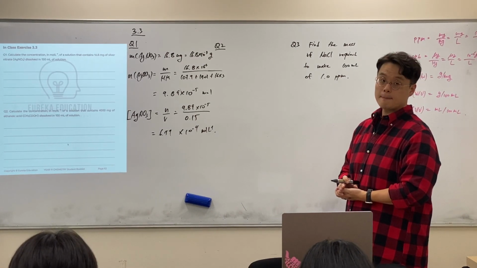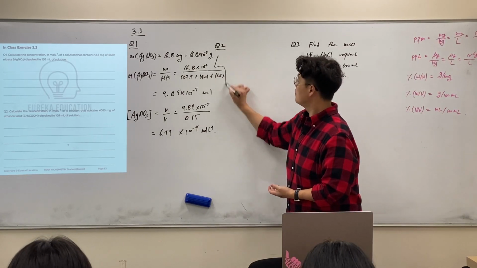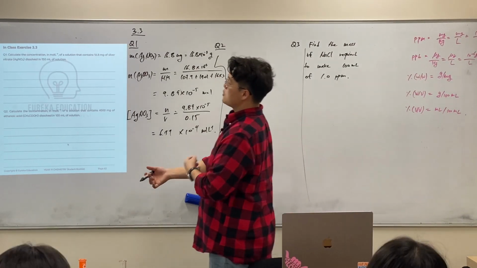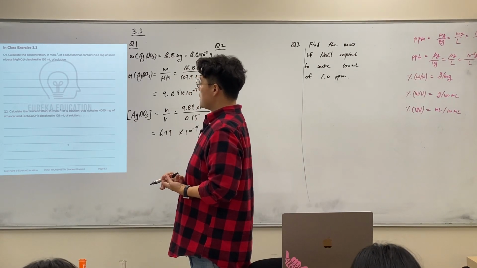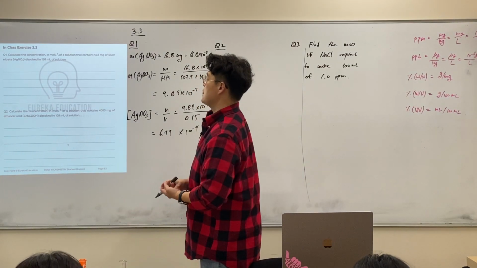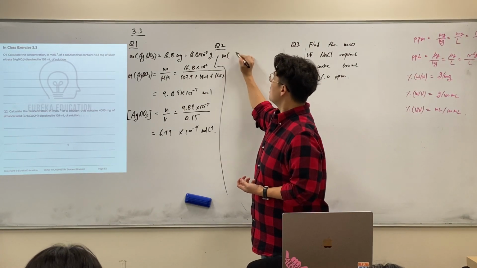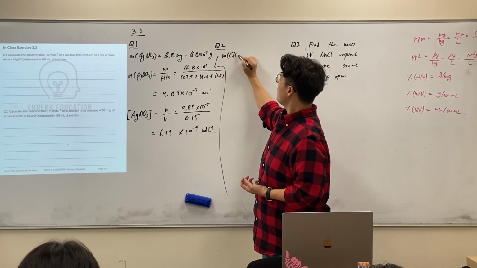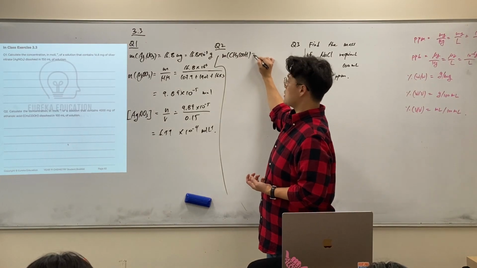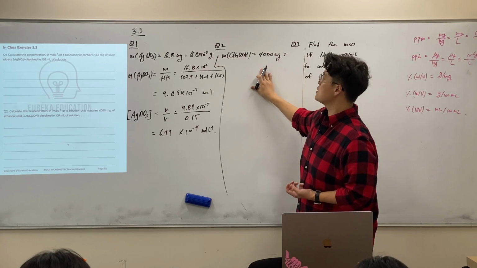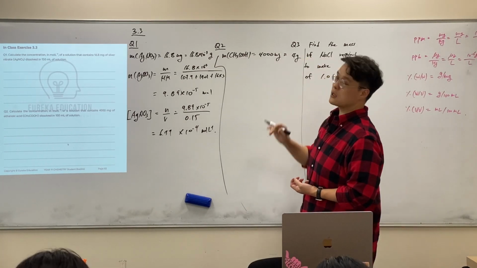All right, question 2. Calculate the concentration in mole per liter of the solution that contains 4,000 milligrams of ethanoic acid dissolved in 100 mL of solution. We are given that the mass of the ethanoic acid, CH3COOH, is 4,000 milligrams. In grams, that would be simply 4 grams.